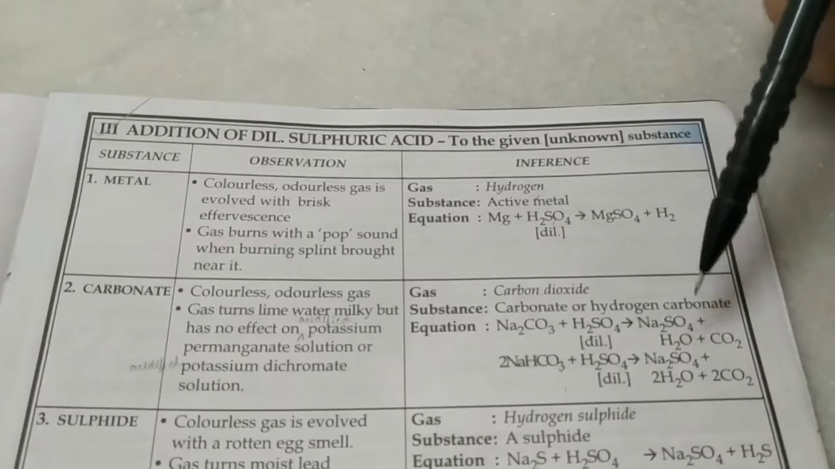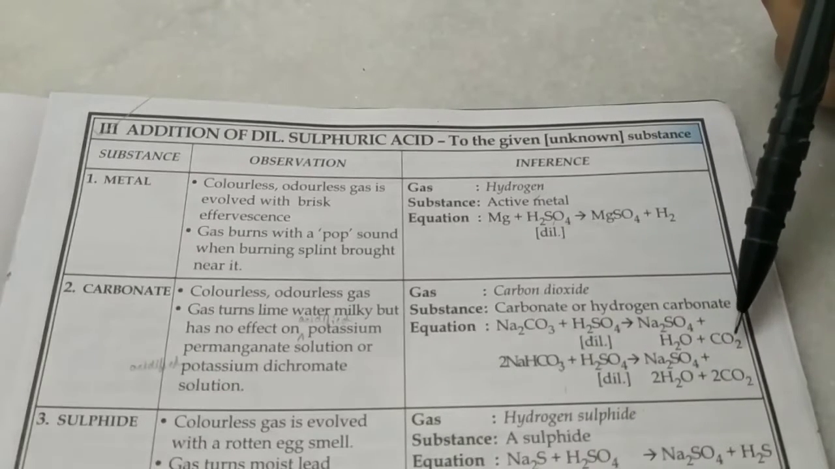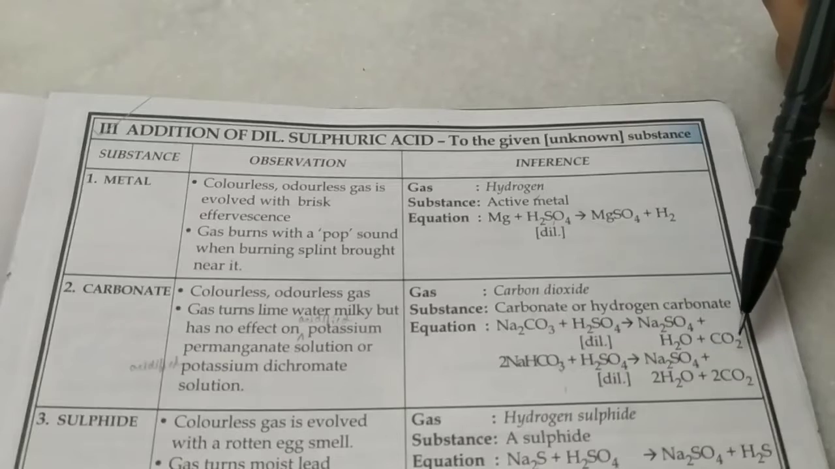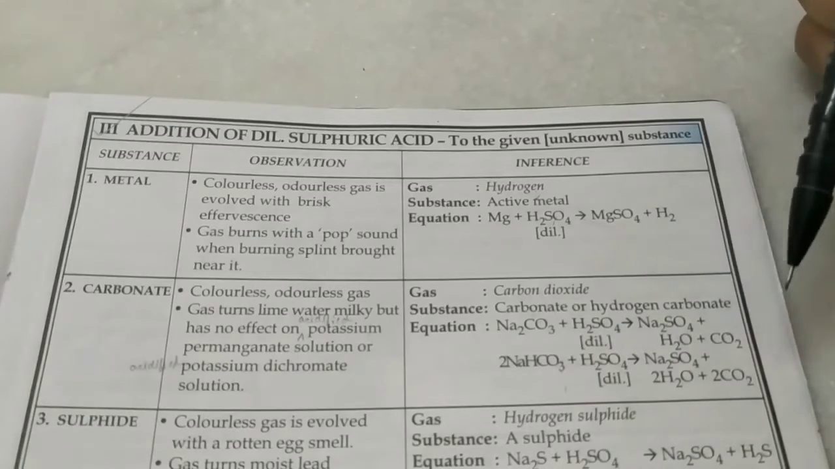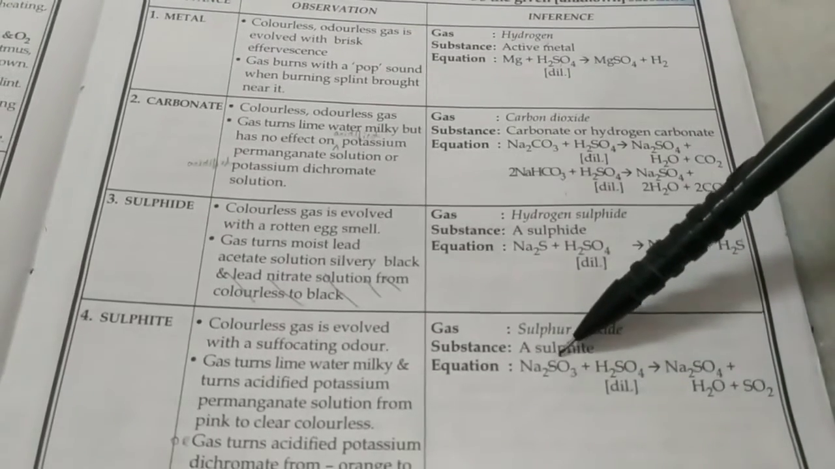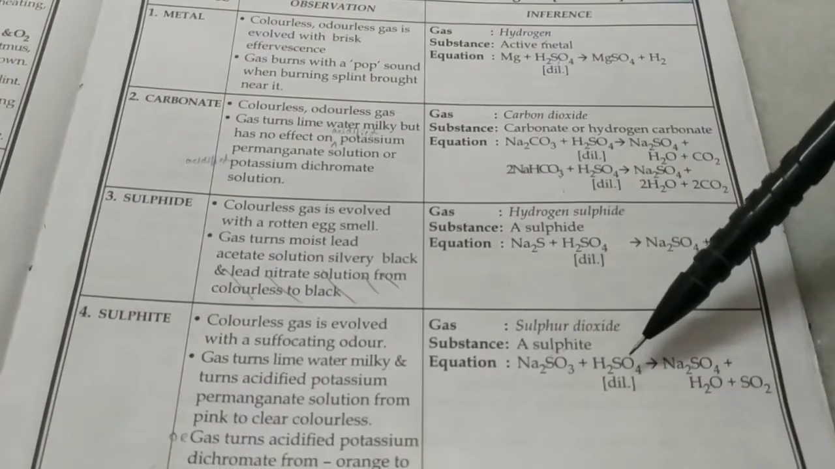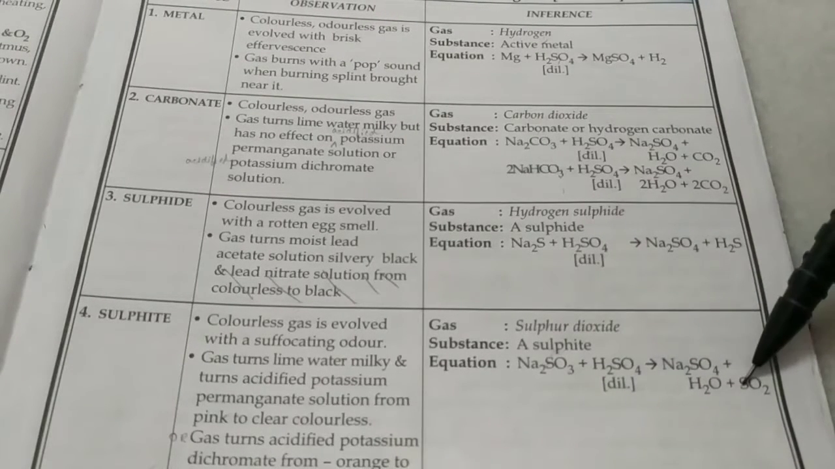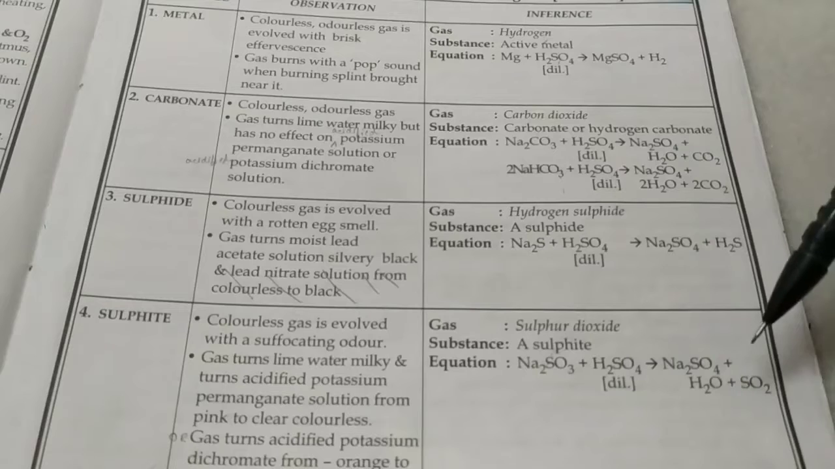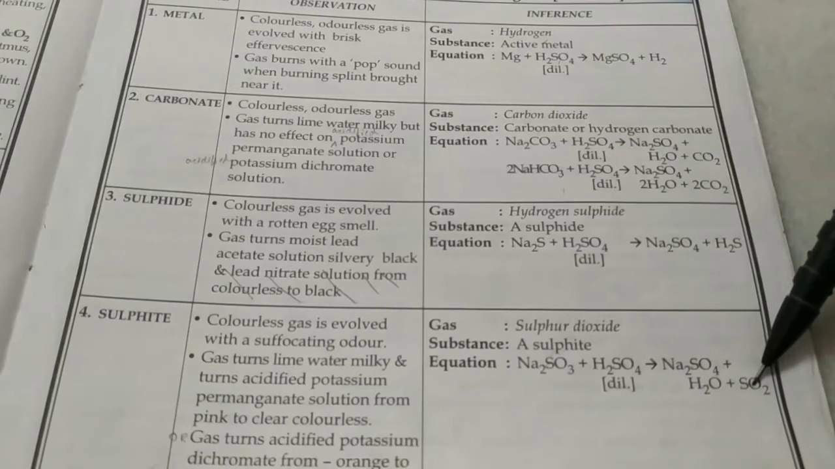But the interesting test is that a gas is released which turns lime water milky and has no effect on acidified potassium permanganate solution. On the other hand, if it was a sulfite, not sulfate, sulfite, and you add the acid to it, there you will get a gas which has a pungent odor, of course. But the test is that it also turns lime water milky, but it has an effect on acidified potassium permanganate because it turns from pink to clear colorless.